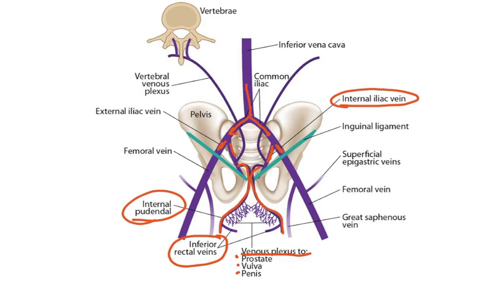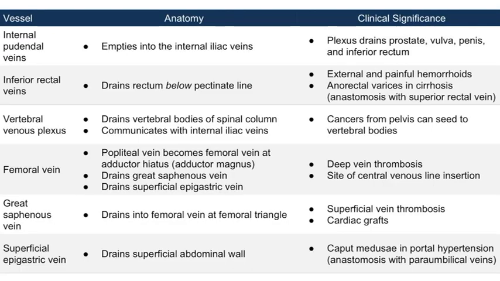This means you shouldn't get wrapped up in the specific names of the veins related to the prostate, vulva, and penis. Just recognize that there's a venous plexus to these, and that drains into the internal pudendal, which drains into the internal iliac. Going back to the table, we can see the internal pudendal vein empties into the internal iliac veins. And it has a plexus that drains the prostate, vulva, and penis, and it also has the inferior rectal vein, which drains the inferior portion of the rectum.